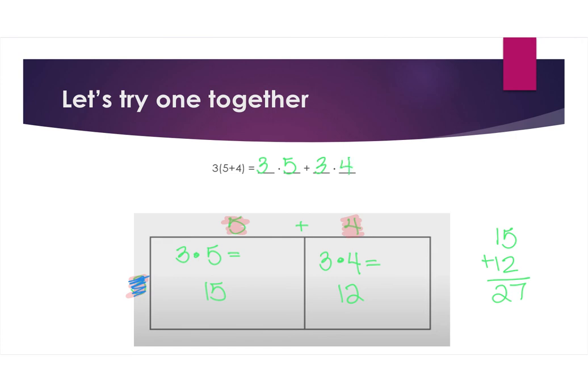We'd use order of operations, so we multiply first. So we're going to multiply both of these numbers here. 3 times 5 is 15. 3 times 4 is 12. Bring down the addition sign. And then we do our final step, which is addition. And we get 27.